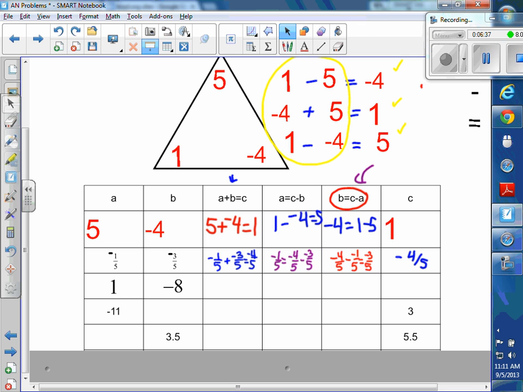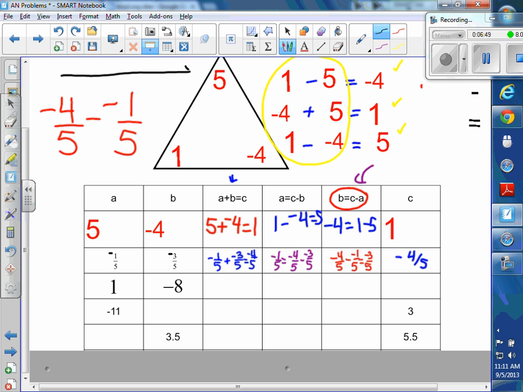If you have negative 4/5 and you're minusing a negative 1/5, and you look at, say, a little bit of a number line here, you start at 0, you would go to negative 4/5. That would be, say, right here. Remember, minusing a negative is the opposite of subtract, right? So it would be adding back your fifth, so you're going to end up with a negative 3/5. That's why that's a negative 3/5.